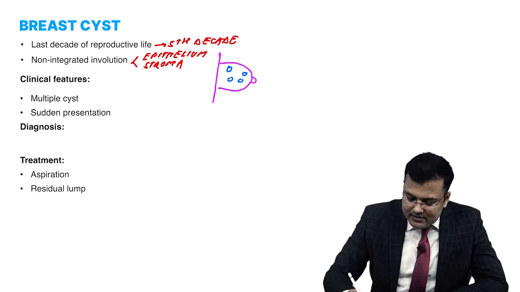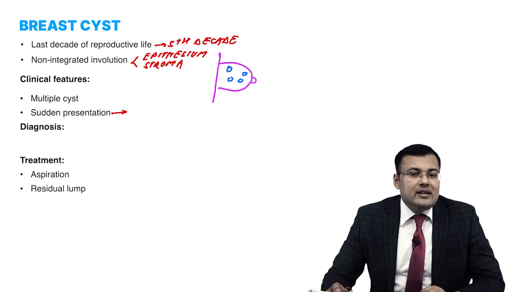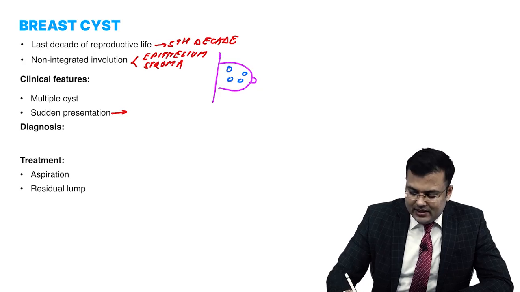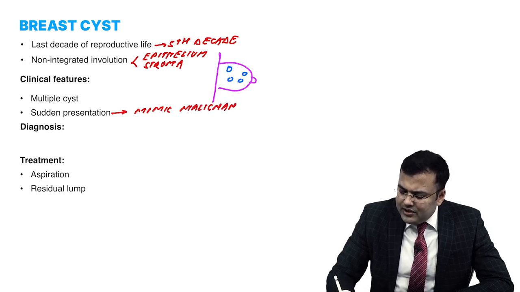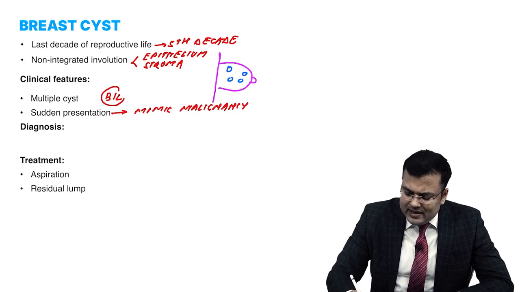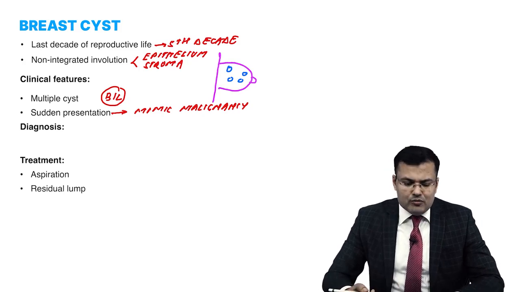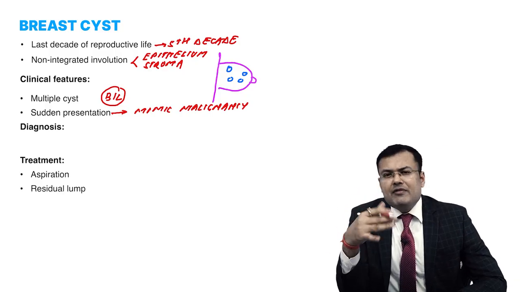Sometimes there is sudden presentation, and the patient thinks it is malignancy. If there is sudden presentation, it can mimic malignancy. How to differentiate it? Actually, it is bilateral, and in both breasts there are multiple cysts. How to make the diagnosis? Obviously, we insert a needle and perform aspiration and ultrasound.